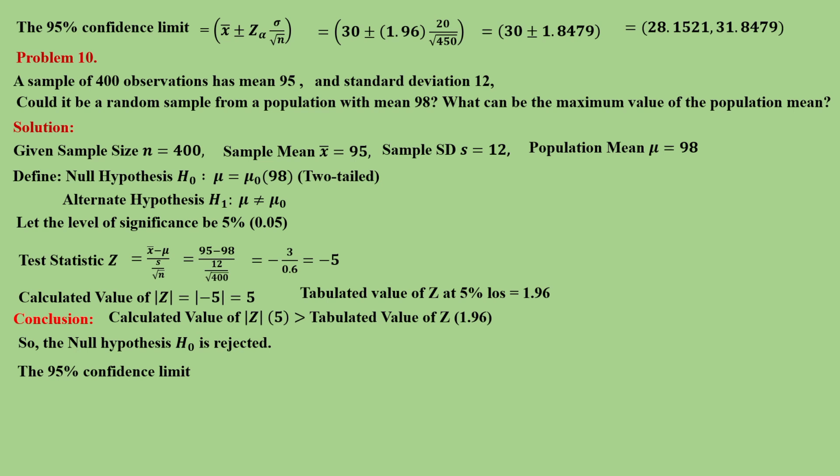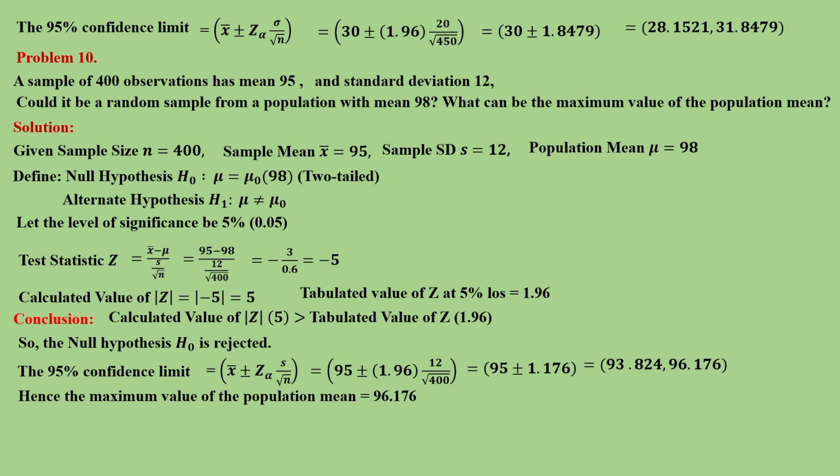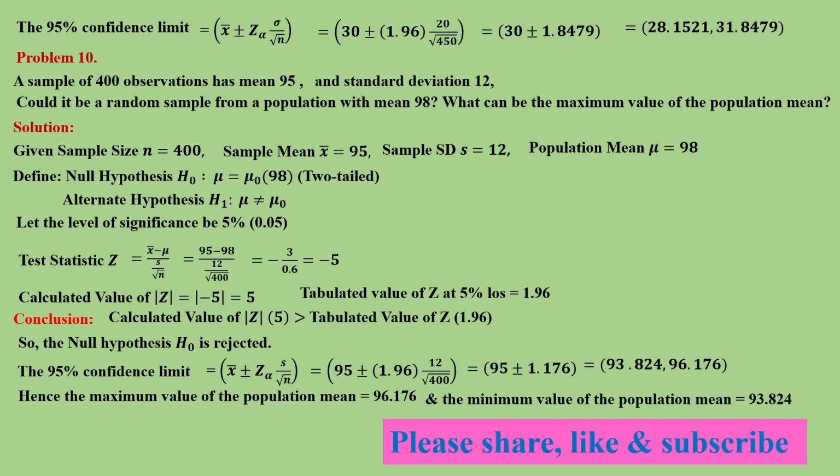Now 95% confidence limit, so x bar plus or minus z alpha s by root n. So 95 plus or minus 1.96 times 12 by root 400, so 95 plus or minus 1.176, so 93.824 or 96.176. So the maximum value of population mean is 96.176, minimum value is 93.824, right? Thanks.